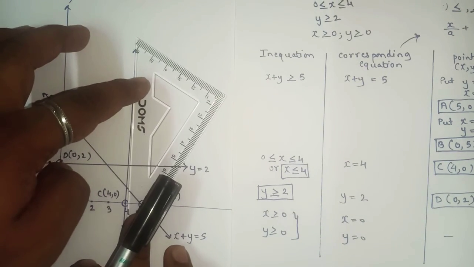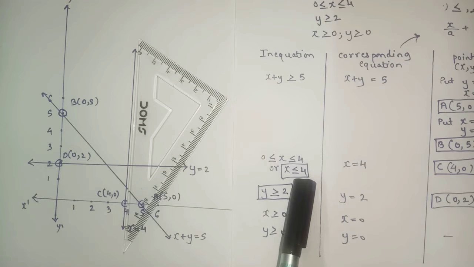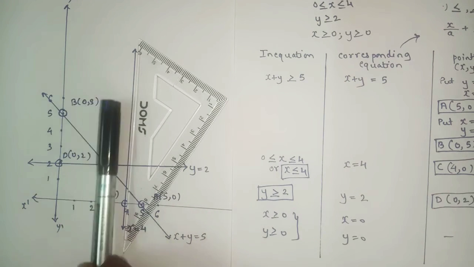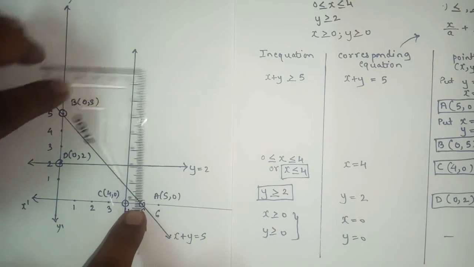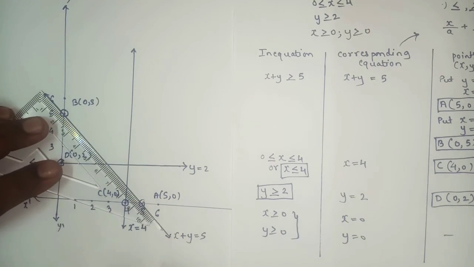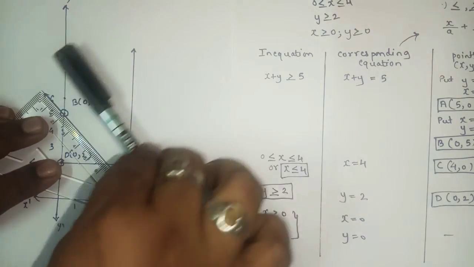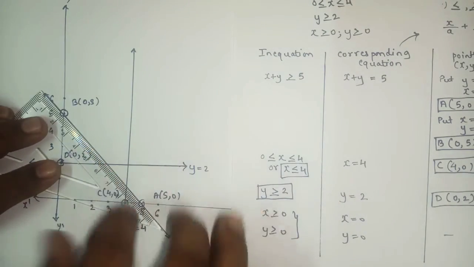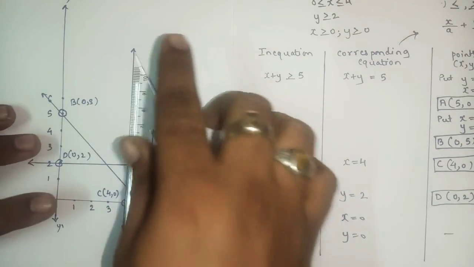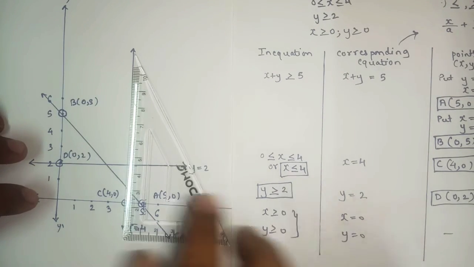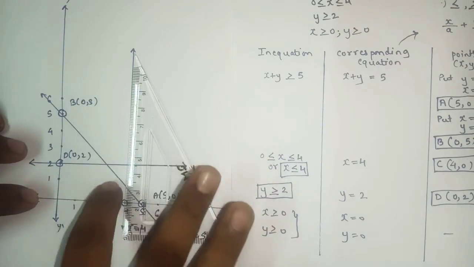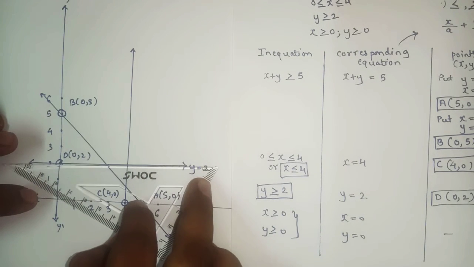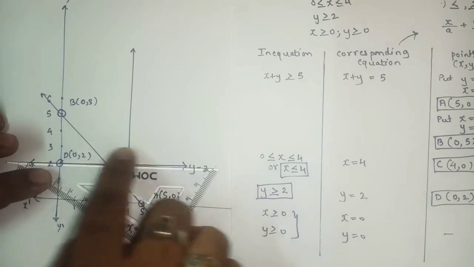Okay, now for the second one, for this part, x less than or equal to 4. So our shaded portion will be this section, this part. For the first linear inequation, this whole section will come, yes or no? Feasible region for x less than or equal to 4, this section, this part, yes or no? And for the third linear inequation, this section will come, yes or no?